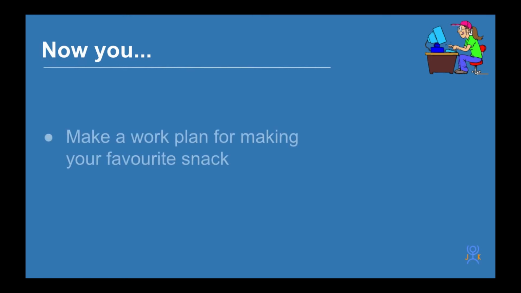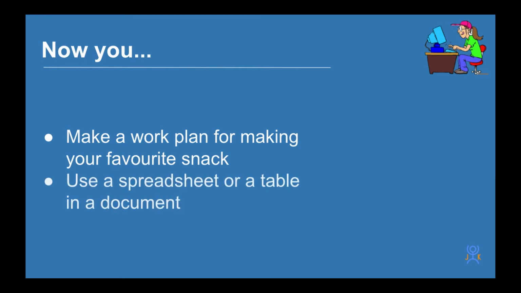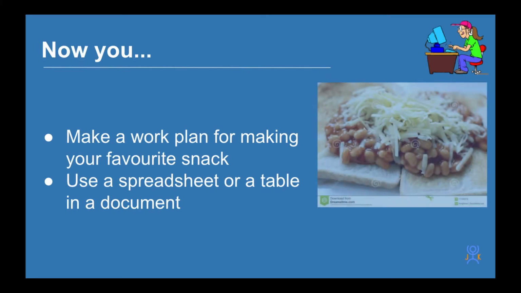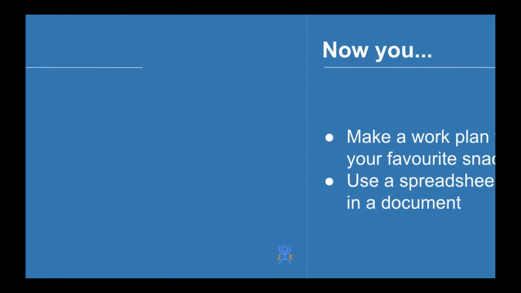An idea of what you could produce a work plan about might be producing your favourite snack. So you could do this using a spreadsheet or a table in a document to help you break things up. And there's an example of my favourite snack, a cheese on toast.